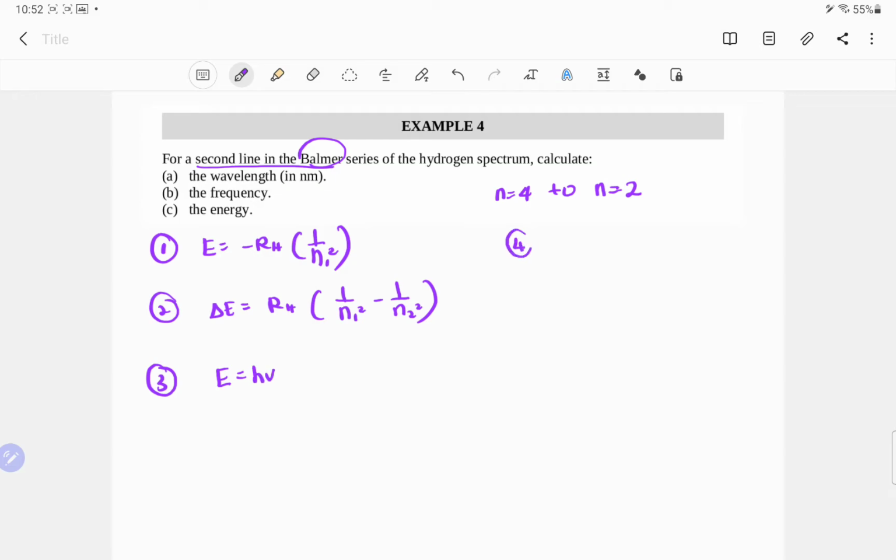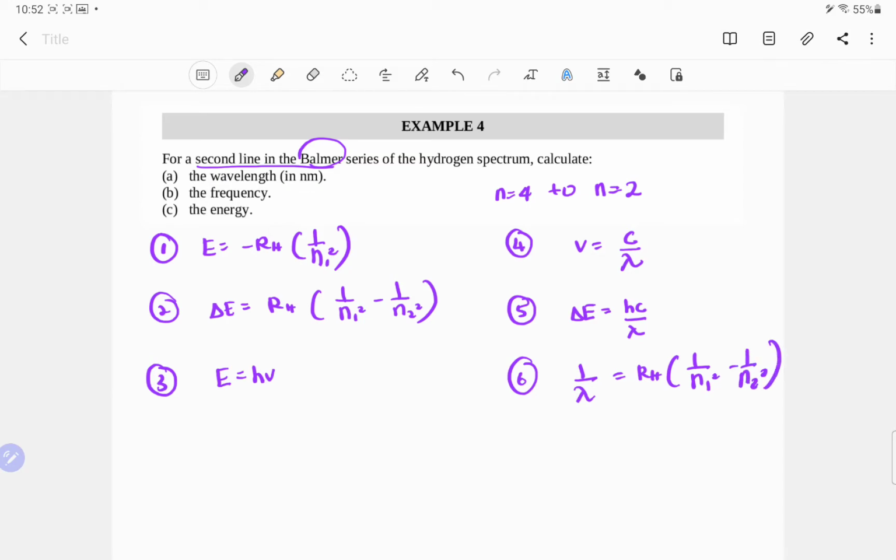The fourth formula is v equals c over lambda. The fifth formula is E equals hc over lambda. And the last formula is 1 over lambda equals RH times 1 over n1 squared minus 1 over n2 squared.